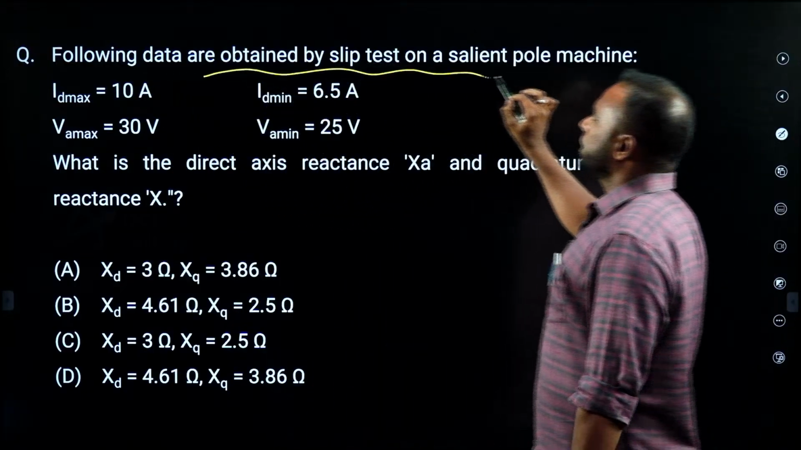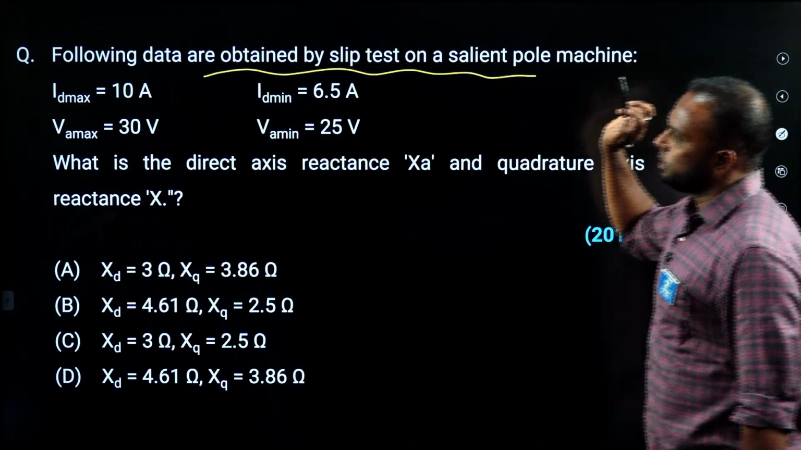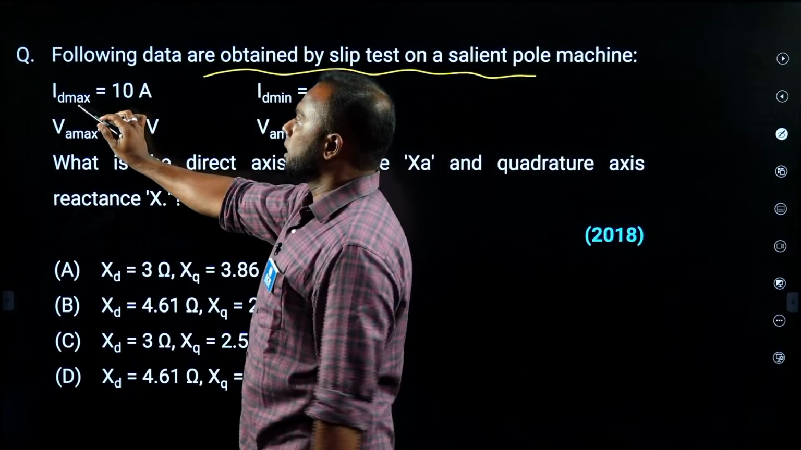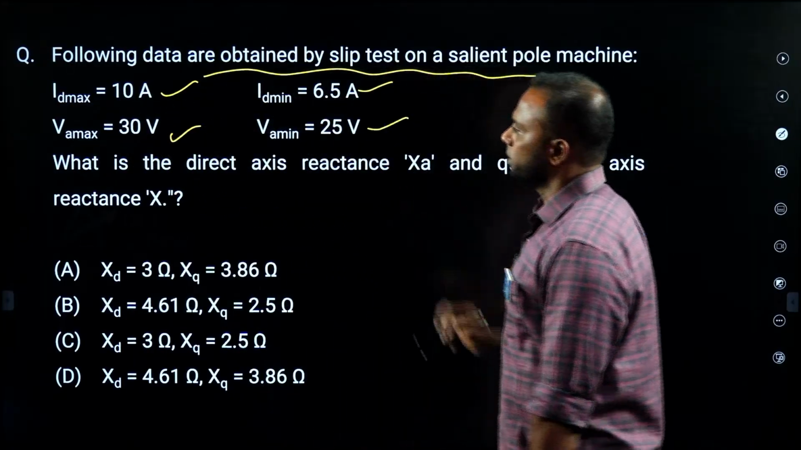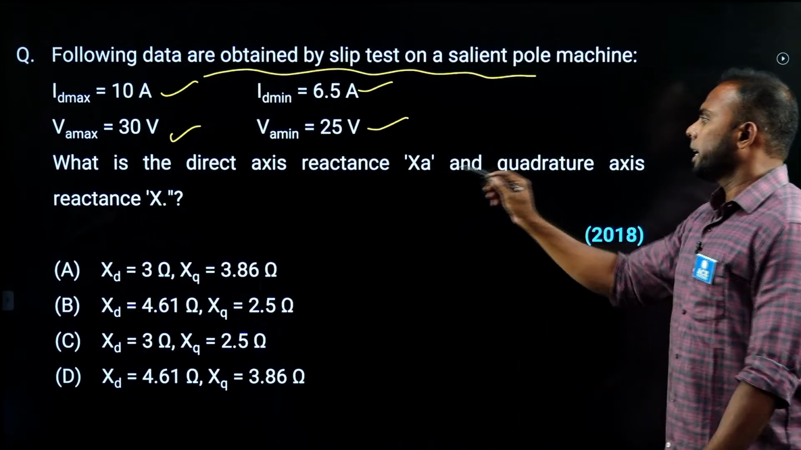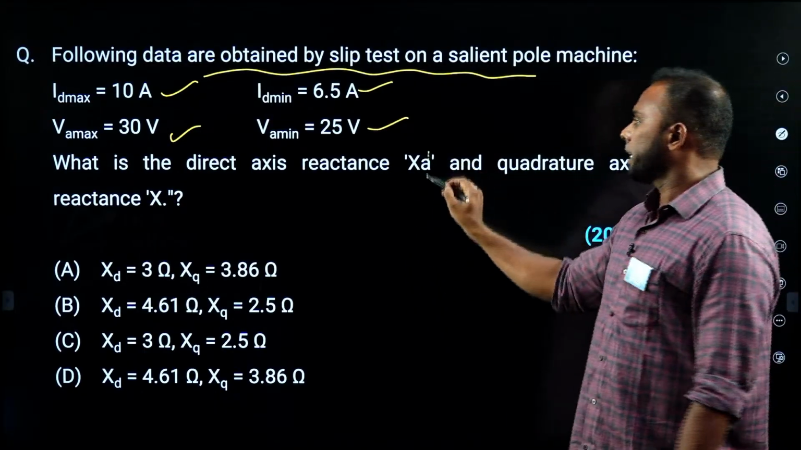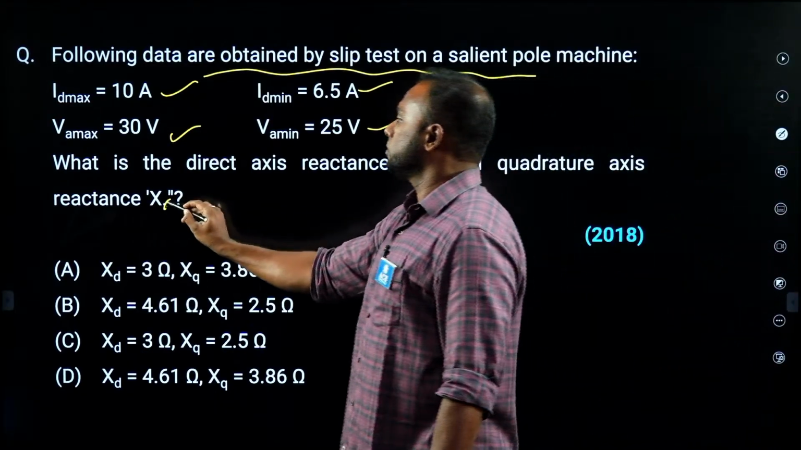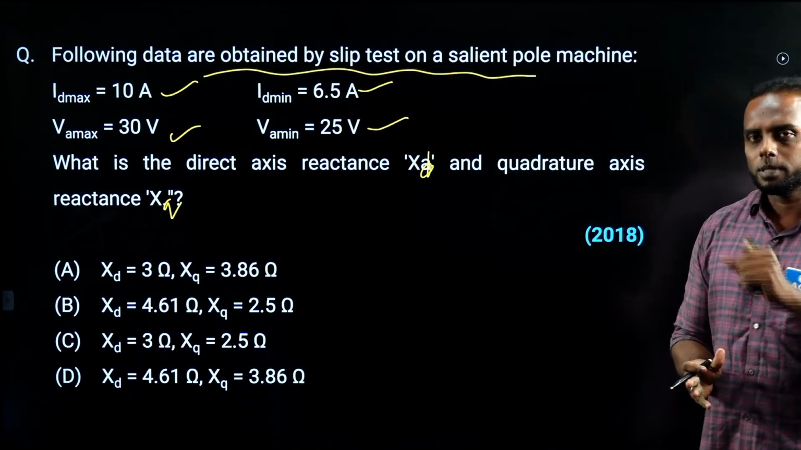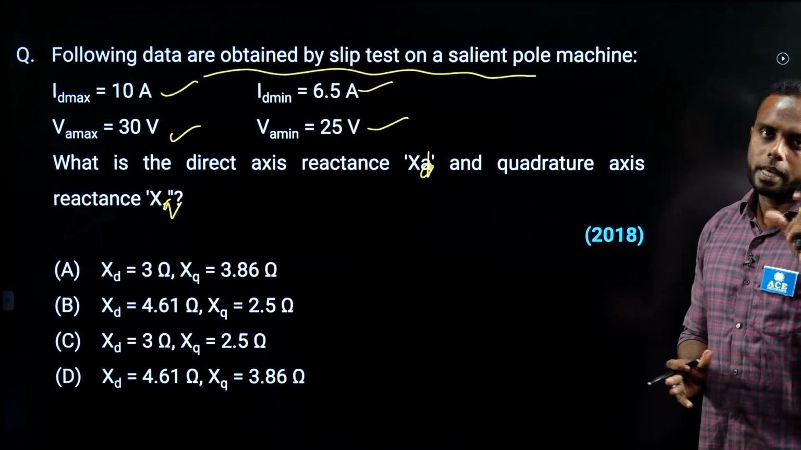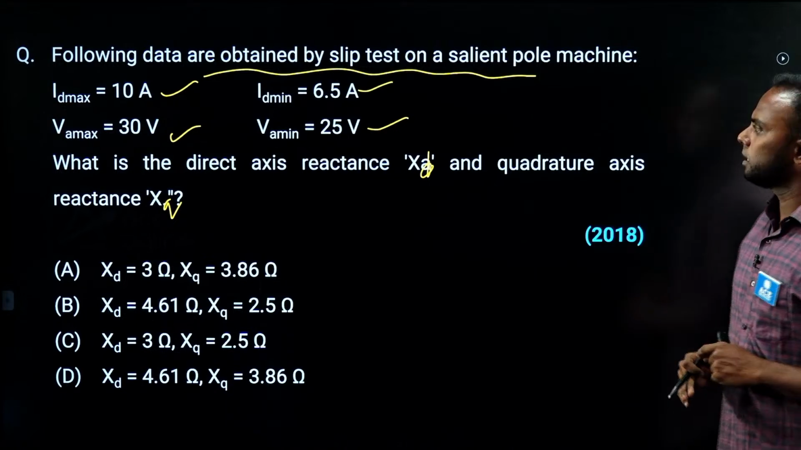See this question. The following data is obtained by a slip test on a salient pole machine: ID max, ID minimum, VA max, VA minimum. What are the direct axis and quadrature axis reactances? XD and XQ we have to calculate. The purpose of the slip test is to determine XD and XQ, the direct and quadrature axis reactances.